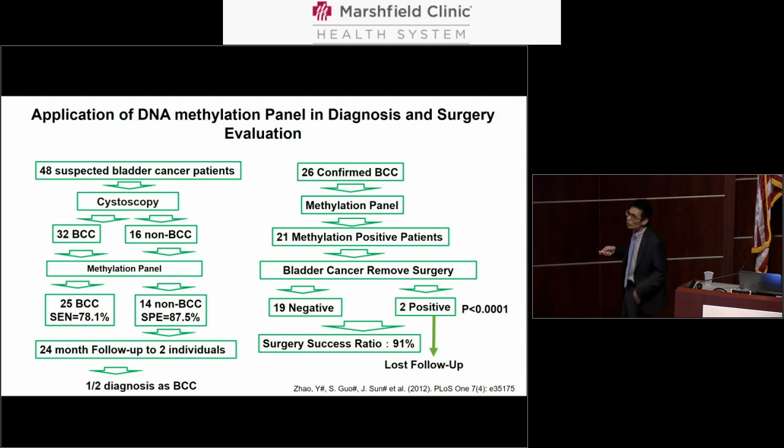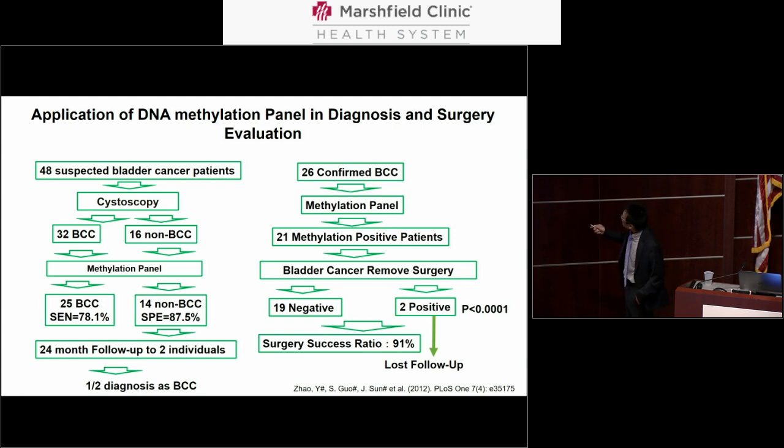Another thing is we wanted to know whether the methylation assay can be used to assess the surgery success ratio. So this is the idea. We have 26 confirmed blood cancer patients, and we used our methylation panel to test them, and we found 21 urines show a positive methylation signal. We checked these 21, because these 21 patients would accept surgery, so they would remove the cancer. After removal, we found that 19 of them had the methylation signal disappear. So that means the cancer cells were removed.